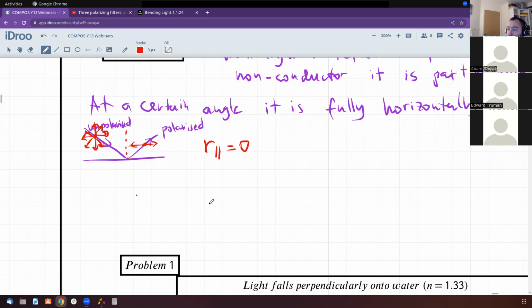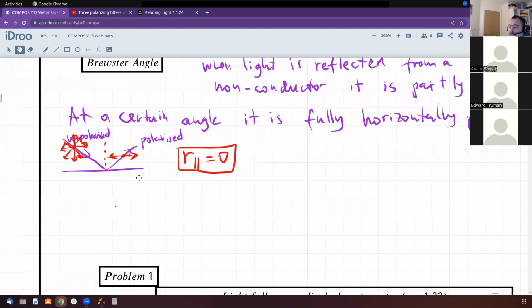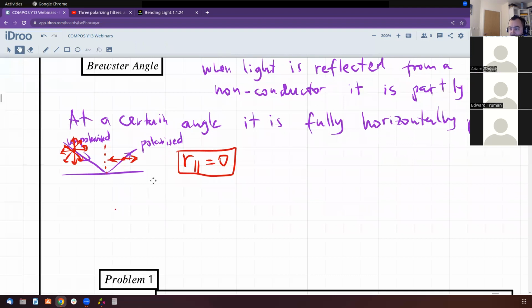Okay. Do you understand that horizontally polarized light means this? Yes or no? Or maybe on a scale of 1 to 10. Do you understand that this is the same as saying that light is horizontally polarized? Okay.